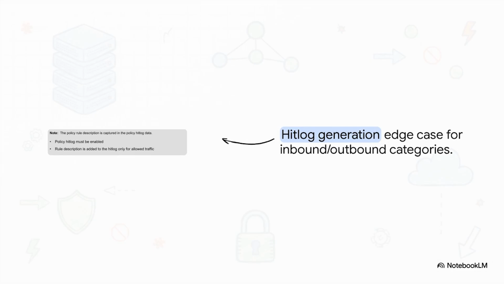Here is another incredibly sneaky exam trap straight from the Nutanix documentation. It's an edge case about policy hit logs. Normally, the system generates hit logs to tell you what rules are being triggered. But, and this is a big but, policy hit logs are not generated if both the source and the destination are in the inbound or outbound category. Memorize that. It's a highly technical exception, which makes it perfect for a confusing multiple-choice question.